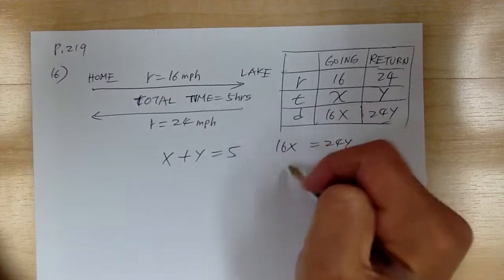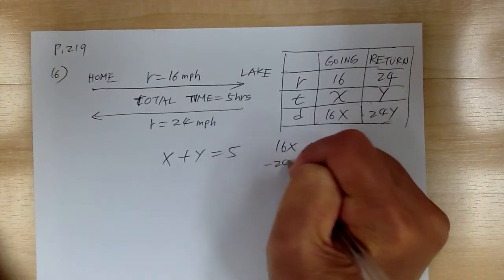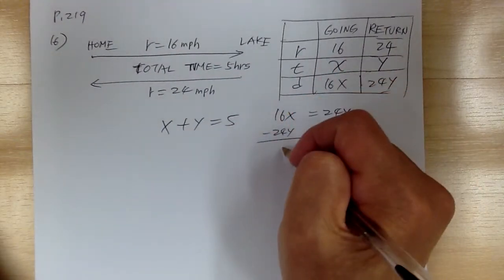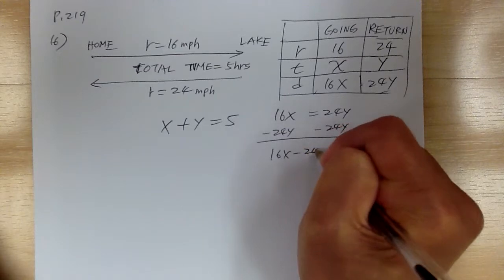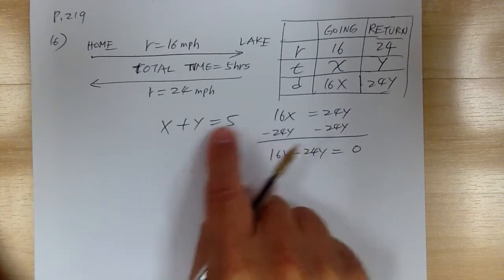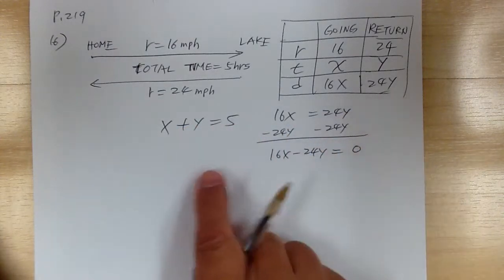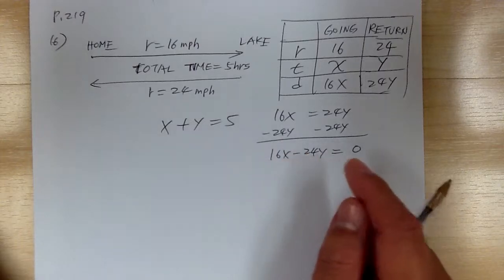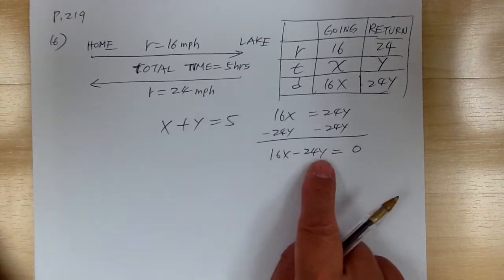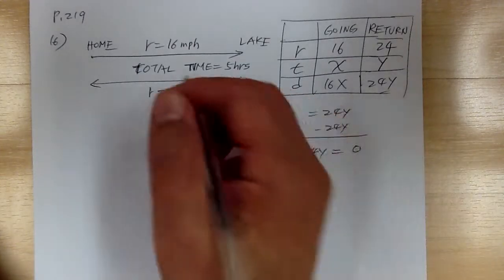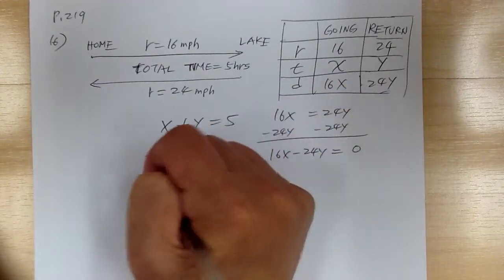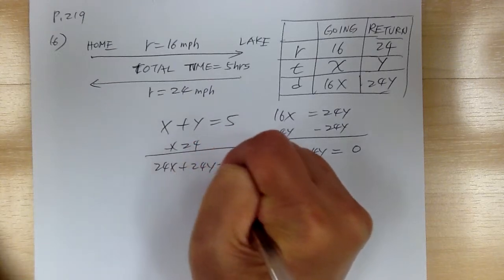Okay, so I'm going to move this over: minus 24y, minus 24y. So make the two equations similar so you can solve by the elimination method. So you got 16x minus 24y equals 0. Now you can substitute if you want to. You can move this over and do the substitution method, but I'm going to use the elimination method. So this one I'm going to multiply by 24. I'm going to eliminate the y. So multiply by 24, and I get 24x plus 24y equals 120.